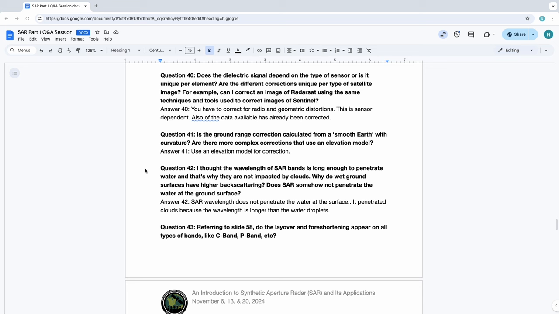I mean, overall, you need to correct the images for radiometric and geometric distortions. And the way you apply that correction, or the information you need to apply that correction, is definitely sensor dependent. Now, the good thing is that a lot of the data that's already available has been corrected already for radiometric and terrain geometric distortions.